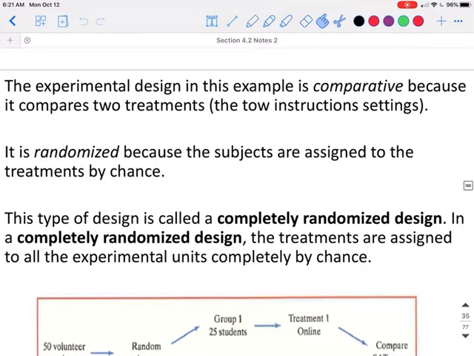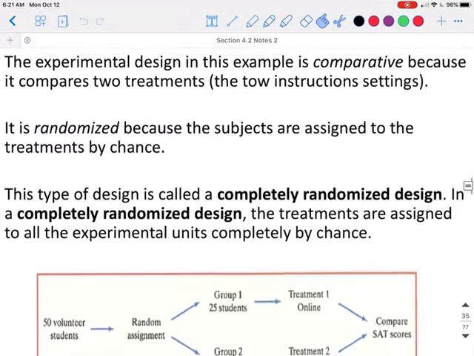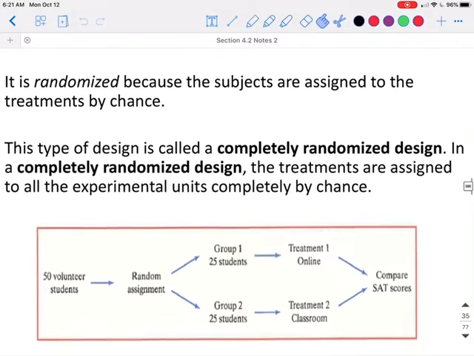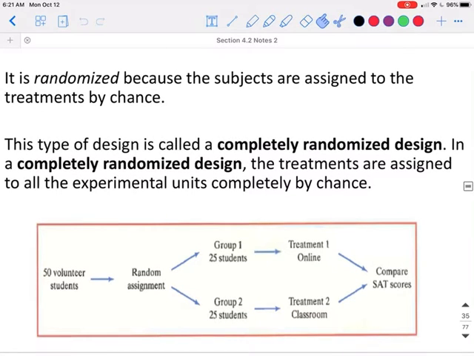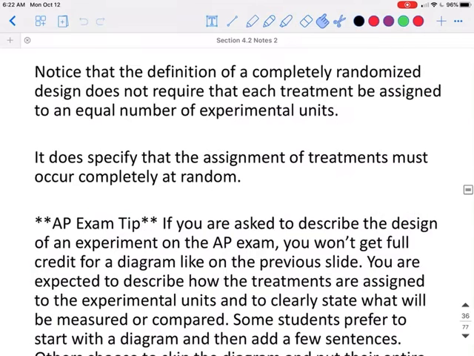The experimental design in this experiment is comparative because it compares two treatments, the two different instructional settings. It is randomized because the subjects are assigned to the treatments by chance. This type of design is called a completely randomized design. In a completely randomized design, the treatments are assigned to all the experimental units completely by chance. So we had the 50 volunteers, and we're randomly going to assign them to group 1 and group 2. Then we're going to give them the treatments, and then we'll compare the two different groups.